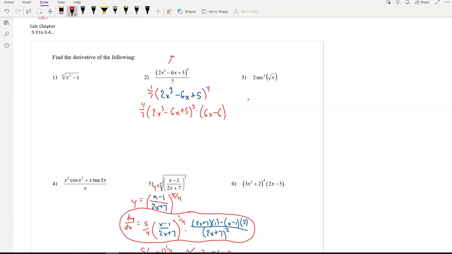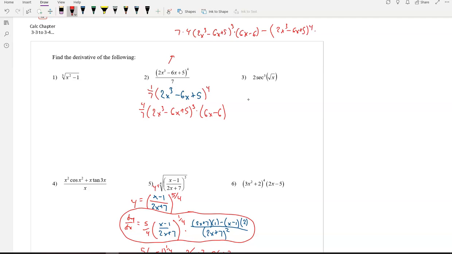I'll show that up here maybe. So it would be the bottom, 7, times the derivative of the top. So the derivative of the top would be 4 times 2x to the 3rd minus 6x plus 5 to the 3rd. And then times the derivative of what's inside, again, by the chain rule. So it would be 6x minus 6, minus the top, 2x to the 3rd minus 6x plus 5 to the 4th, times the derivative of the bottom.